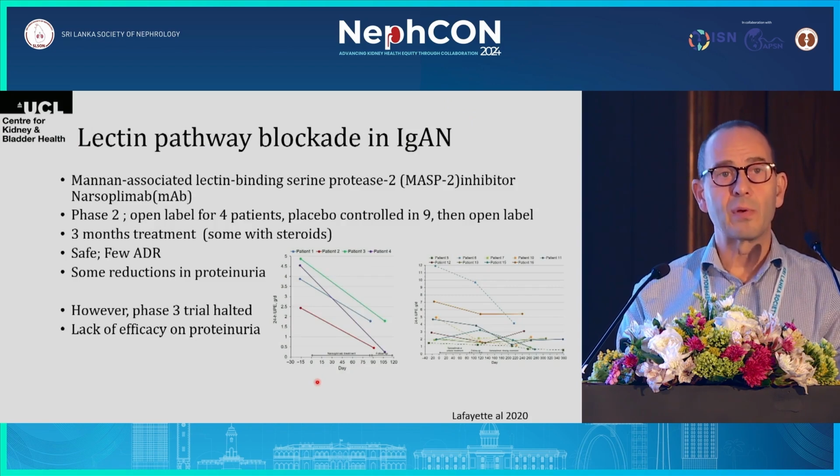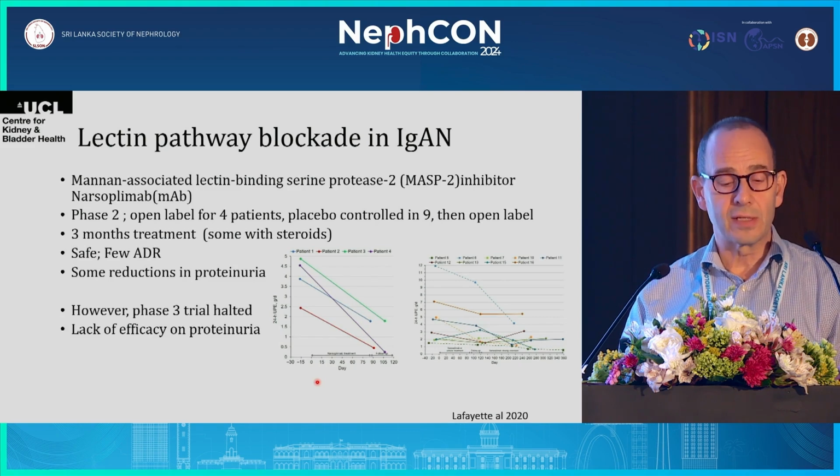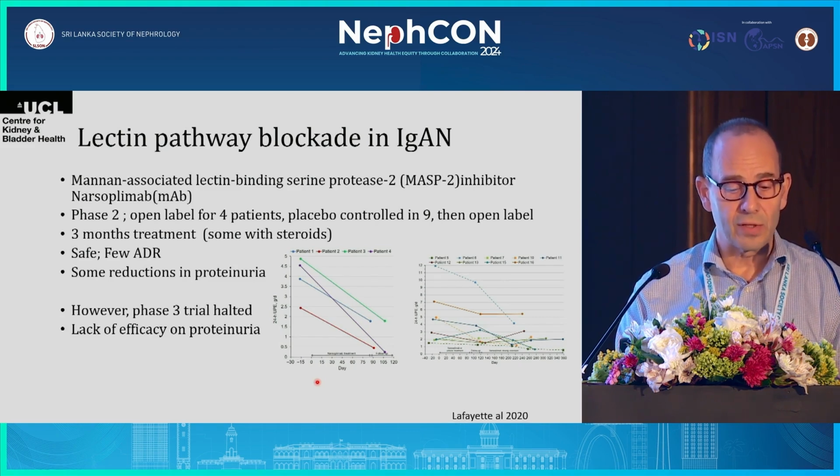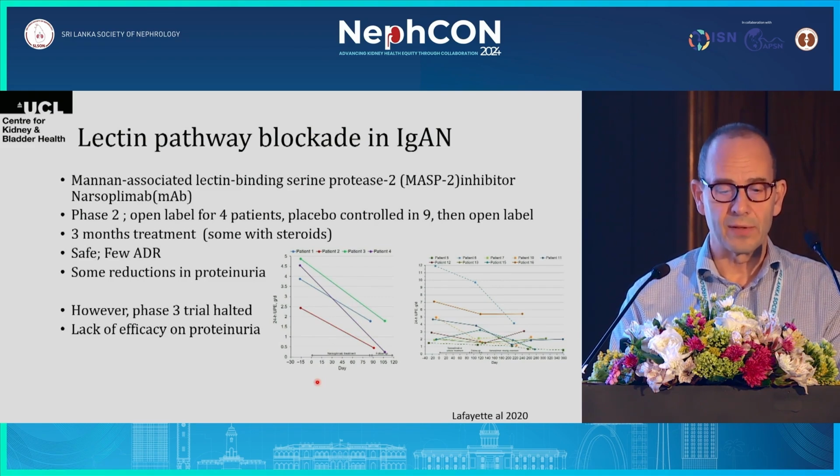The lectin pathway, which we heard about this morning, this has been, again, in a phase 2 study, looked optimistic, but in the phase 3 study, that has been halted and is not going to go any further because of the lack of benefit on proteinuria.